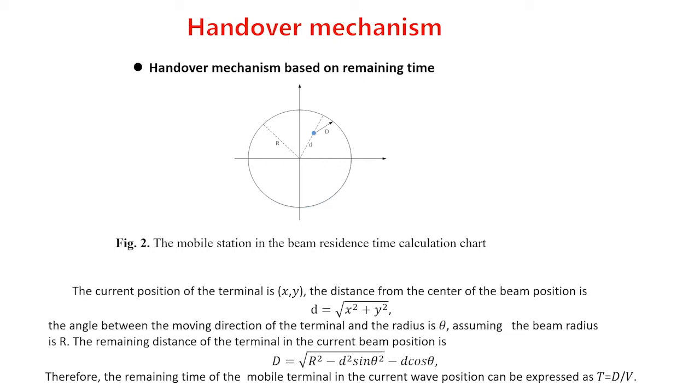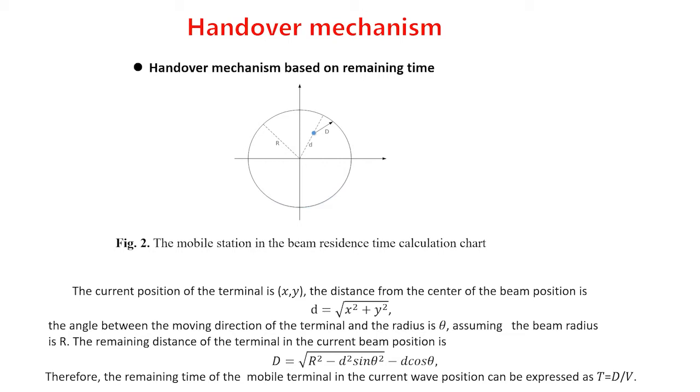This section proposes the handover mechanism based on remaining time, which takes the remaining time of the terminal in the current bin position as the decision factor for handover. As shown in Figure 2, the current position of the terminal is XY. The distance from the center of the bin position is D. Assuming that the angle is theta, the remaining distance in the current bin position is d. The remaining time in the current bin position is T.